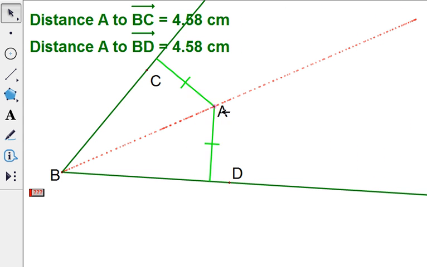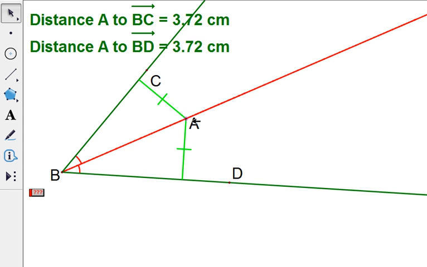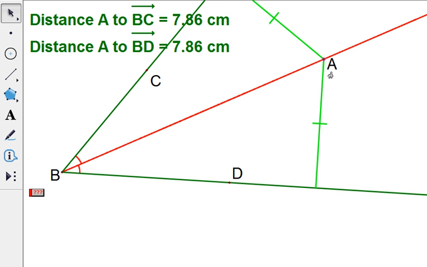Well, that ray appears to be bisecting the angle, and yes, in fact, it is. No matter where, as long as that point stays equidistant from the two sides, it's going to stay on the angle bisector.